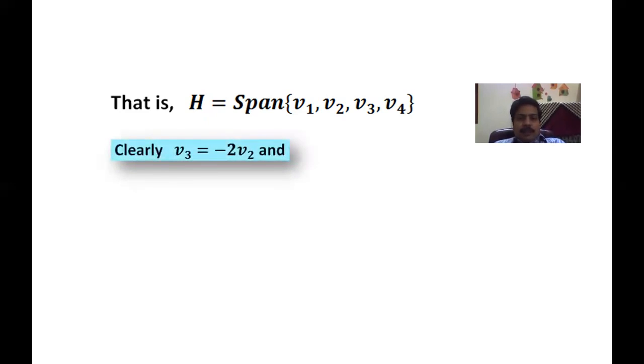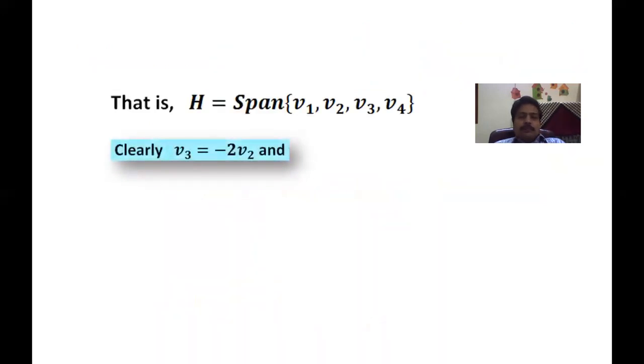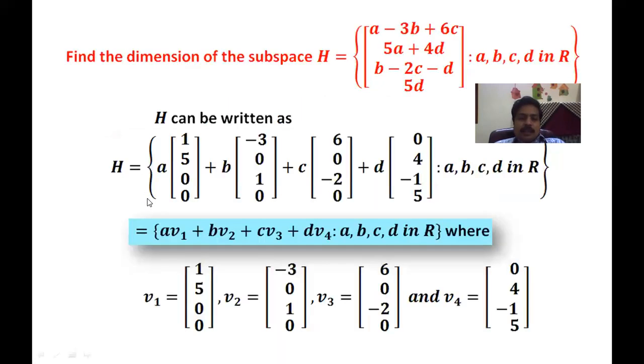We can observe that from these vectors, clearly V3 is minus 2 V2. Here if you multiply V2 with minus 2, minus 2 times minus 3 is 6. Minus 2 into 1 is minus 2, remaining are zeros. So from this we can clearly observe that minus 2 V2 is equal to V3. And V1 is not a zero vector, since they are not all zeros.